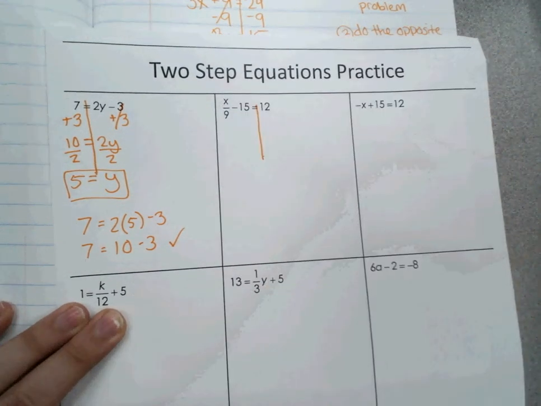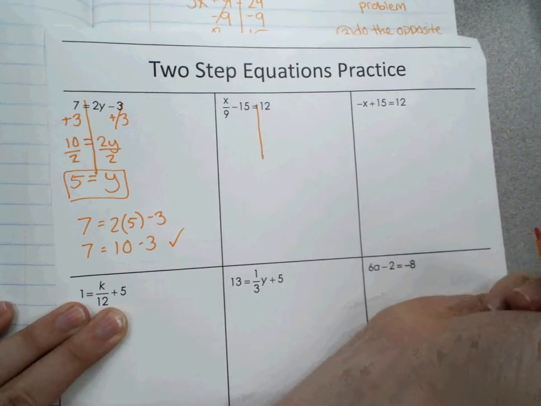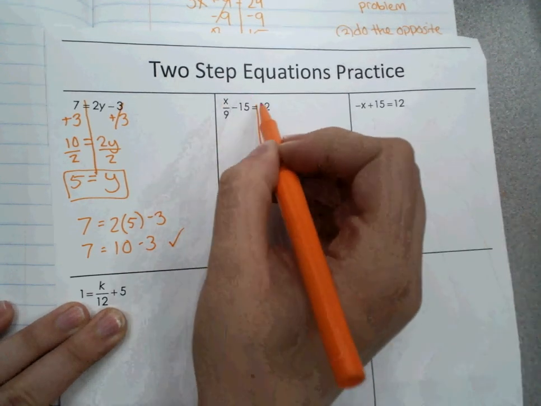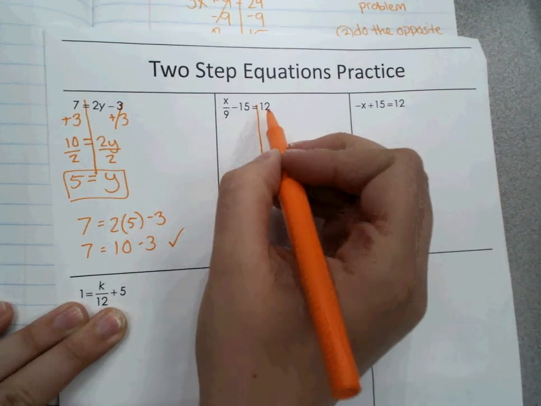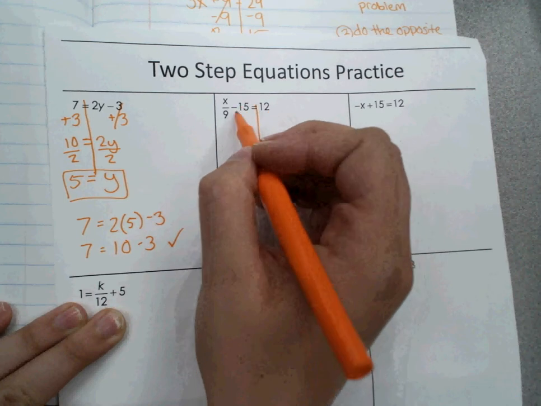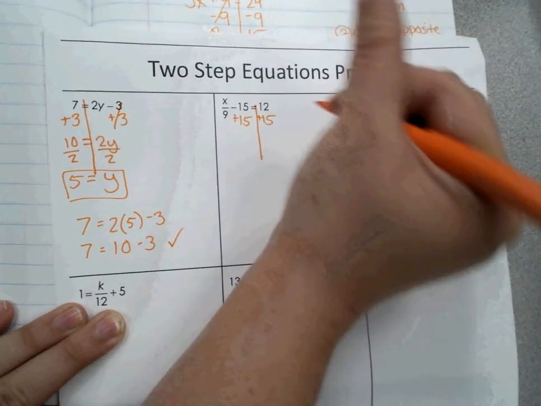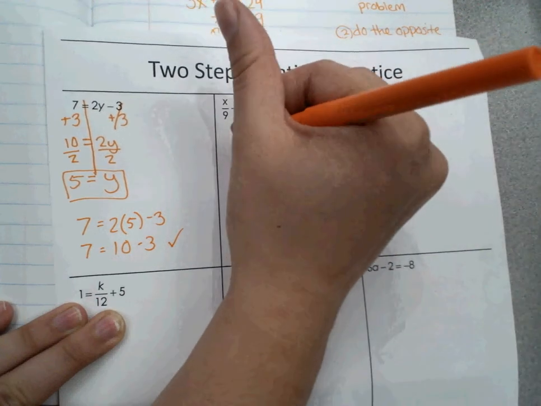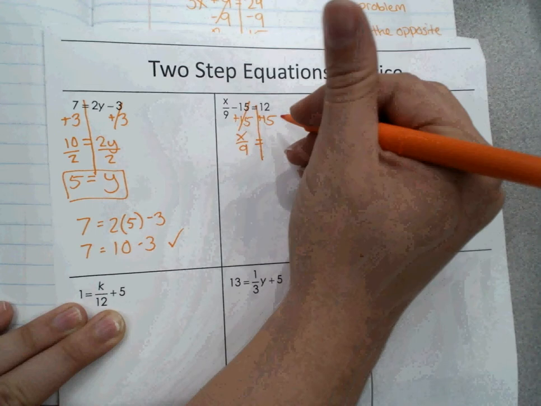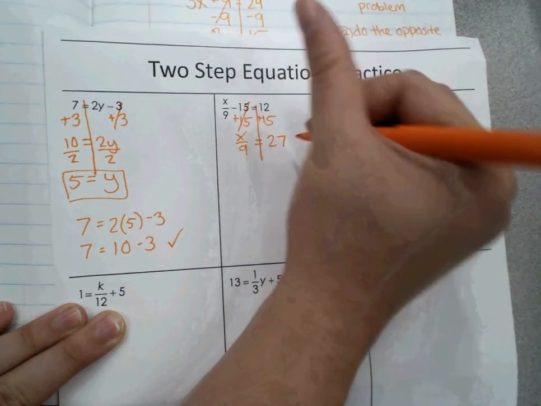Again, we want to do addition and subtraction first. So we're going to get rid of this minus 15, anything that's on the same side as the x. So the minus 15, don't do anything with this 12. Sorry. So minus 15, opposite is plus 15. Negative 15 plus 15 just equals 0. Then we have x over 9 equals, and 12 plus 15, we get 27.